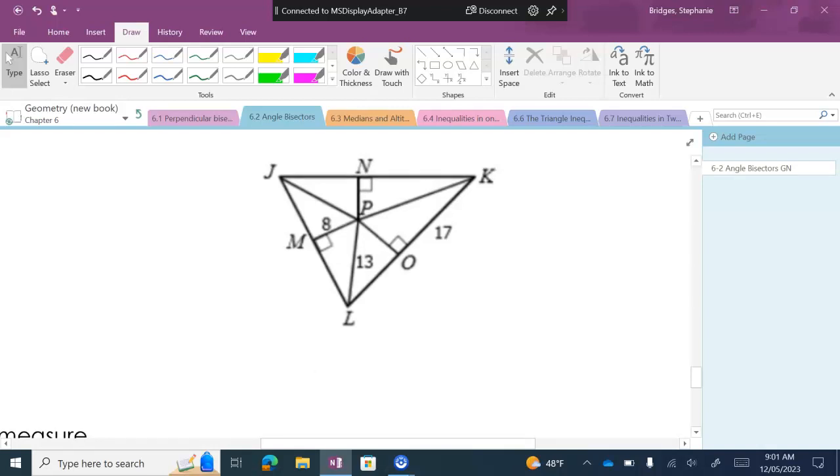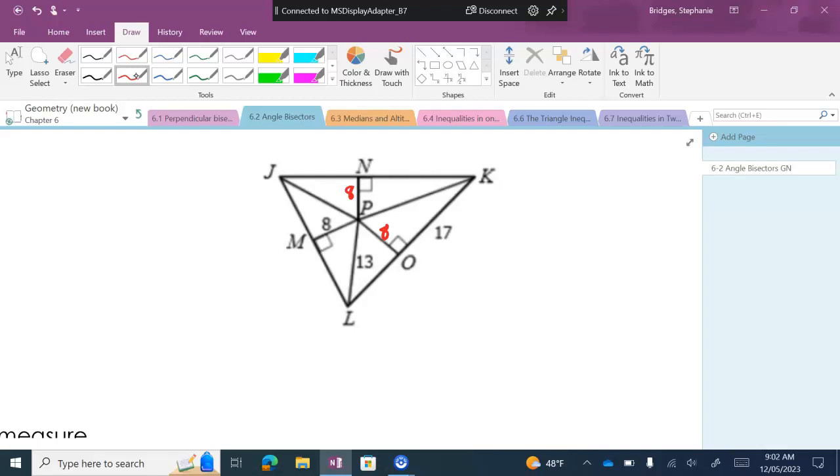What's my incenter here? What point? In the second picture? P. And we learned that the incenter is the same distance to the sides of the triangle. So PM, PO, and PN would all be the same length. So what would they all be? 8. So I'm going to go ahead and label that as 8. And that is 8. So far, so good?